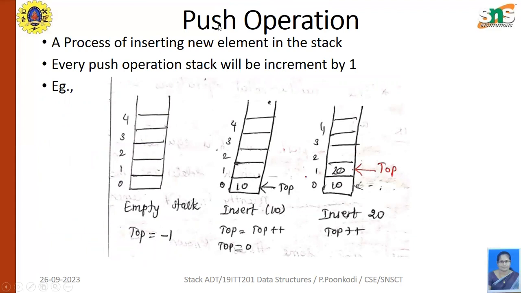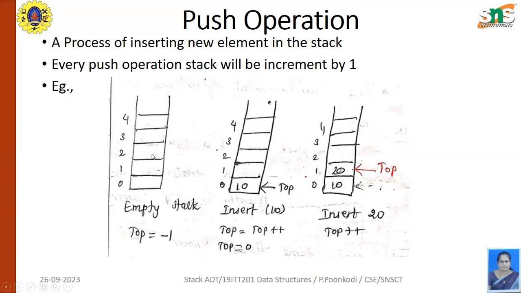First, we will start with the push operation. The push operation's other name is insertion. It is the process of inserting a new element into the stack. With every new push operation, the top of the stack is incremented by 1. In this example, first consider an empty stack with 5 index values. While the stack is empty, the top pointer is set to -1.